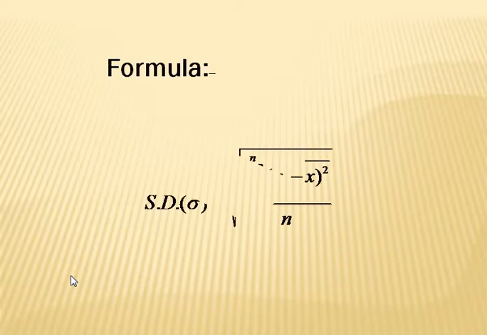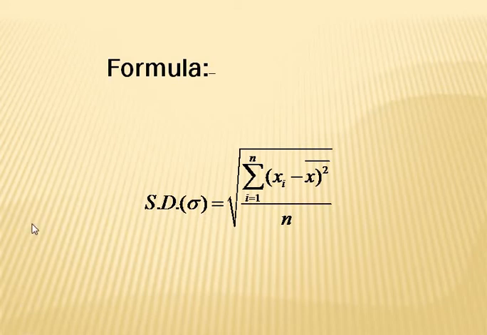First of all, we have to discuss the formula of the standard deviation. The standard deviation is equal to the square root of the summation from i equals 1 to n of (xi minus x bar) squared, divided by n. The three terms involved are: xi, which is a variable; x bar, which is the mean; and small n, which is the total number of observations.